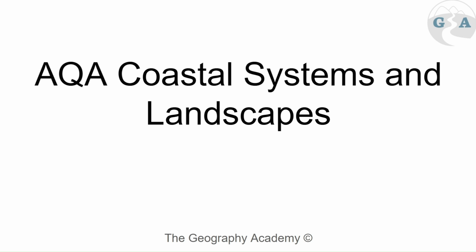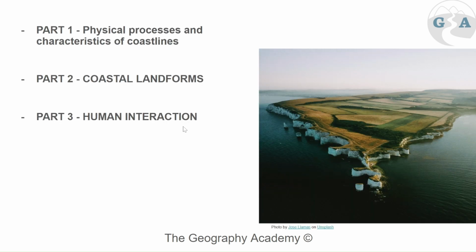AQA, Coastal Systems and Landscapes. We're looking at three major sections in this unit. There are three big sections. We have the physical processes and characteristics along the coastline to understand and to help explain section 2 and section 3. So definitely do it in order. Start with part 1, then part 2, and then part 3. Please don't skip ahead unless you're really confident with the knowledge, information and vocabulary associated with the processes and the characteristics. All right, here we go.